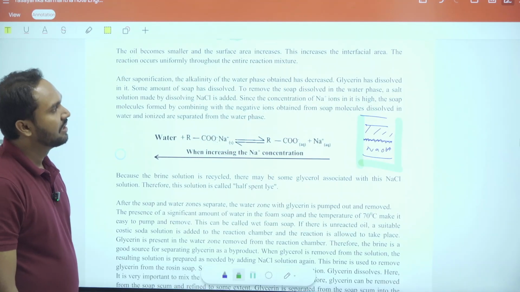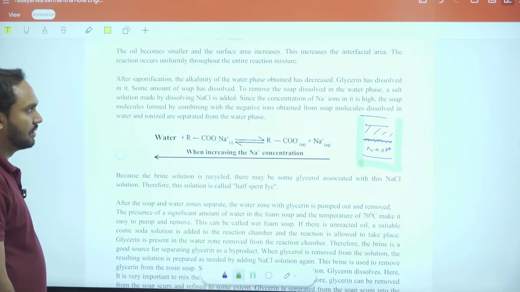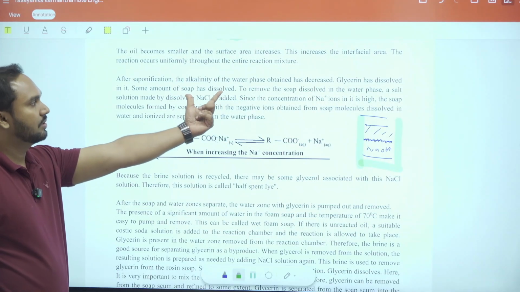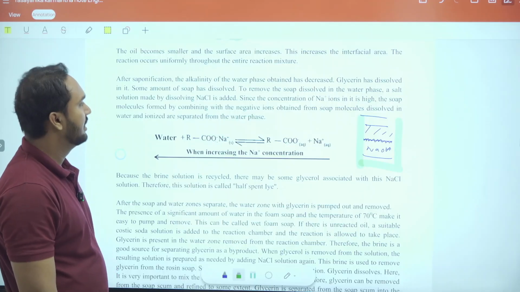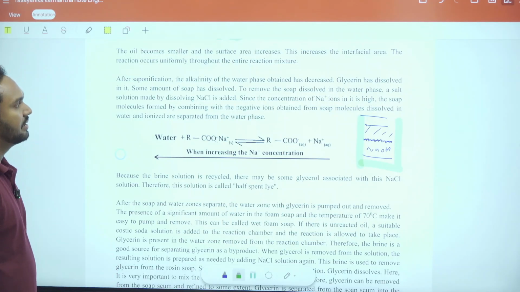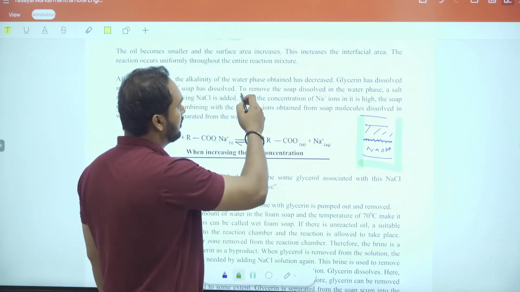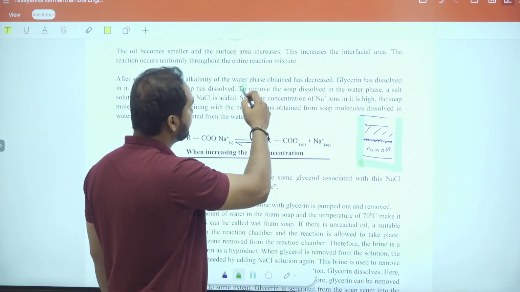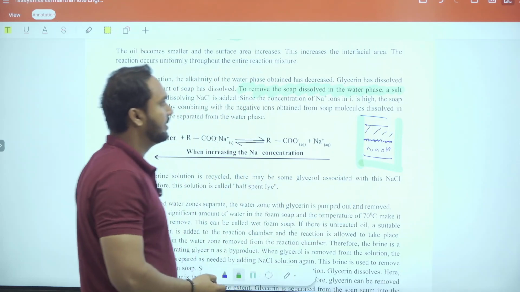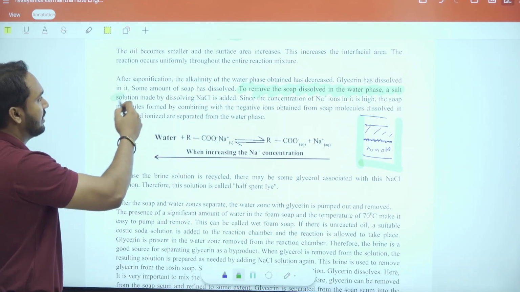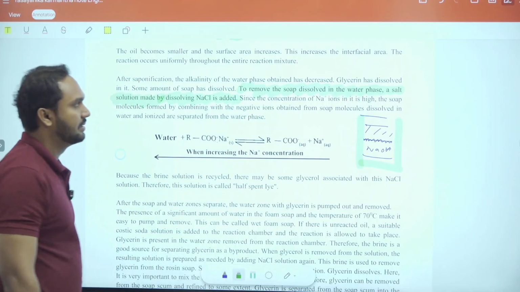Glycerin has dissolved in it, some amount of soap has dissolved, right? To remove the soap dissolved in the water phase, a salt solution made by dissolving sodium chloride is added. Now highlight this one. To remove the soap dissolved in the water phase, a salt solution made by dissolving NaCl is added, right?